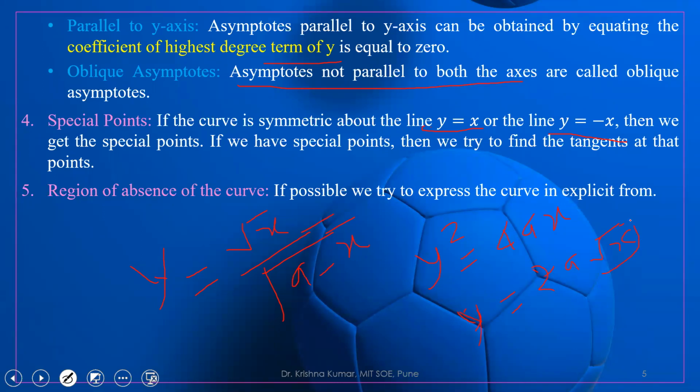So if root of x, suppose x is negative, then what will happen? y will become root of a negative number, which is an imaginary number. So that's why if we trace this parabola, we won't get any curve on the left-hand side of the y-axis, because on the left-hand side x is negative.